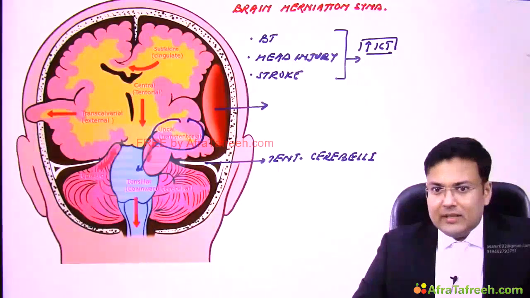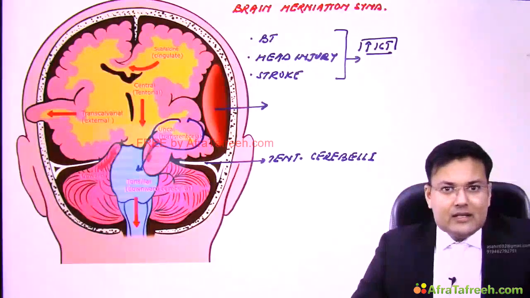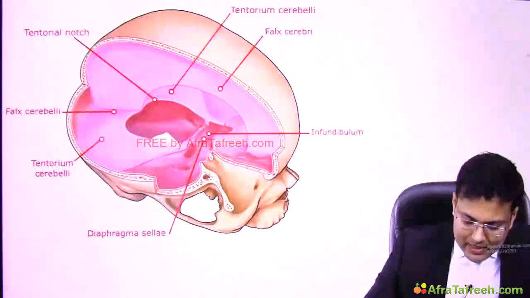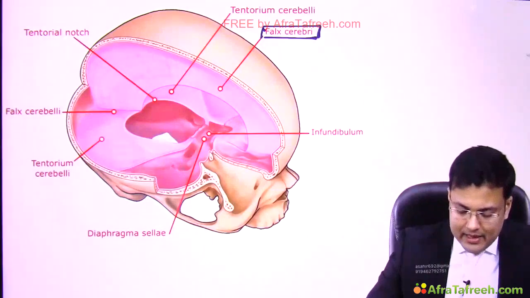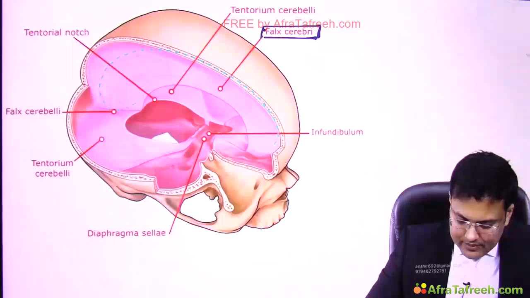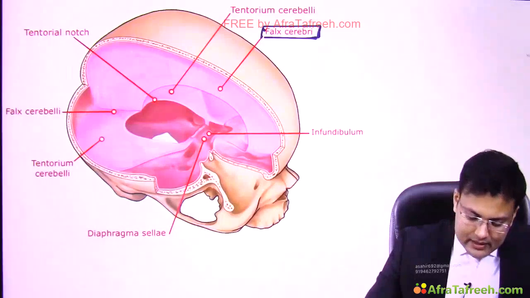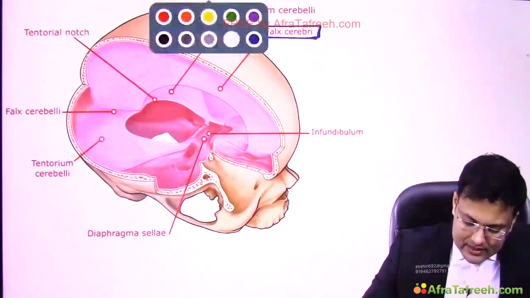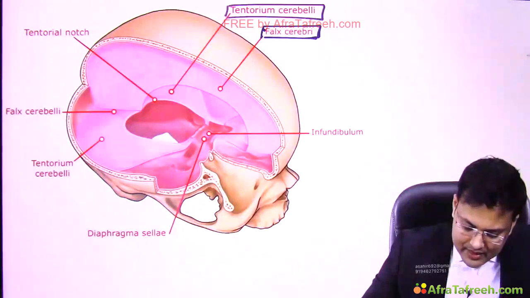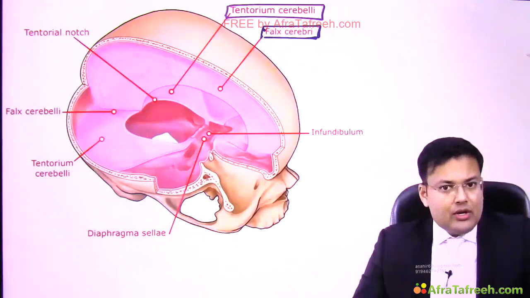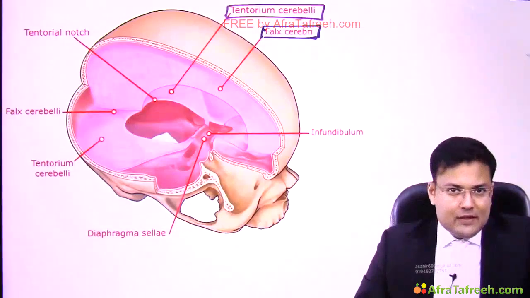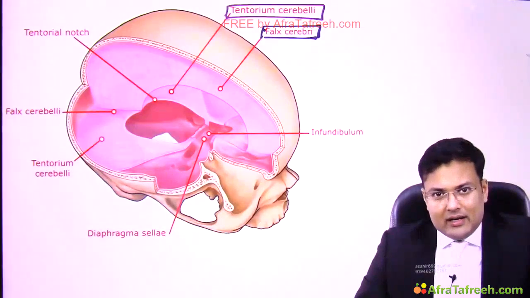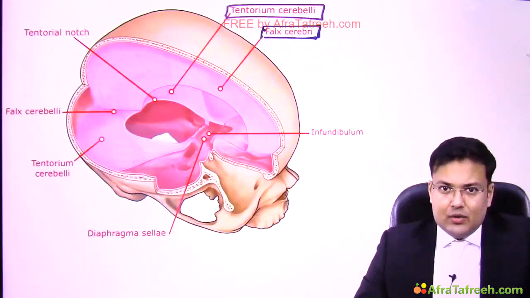But before discussing this brain herniation syndrome, let me discuss the important points related to anatomy. You should remember the important landmarks. One is falx cerebri. Can you see? This is falx cerebri. Clear? And the second important landmark is this tentorium cerebelli. I will be discussing these two, falx cerebri and tentorium cerebelli, one by one. First we are going to discuss the uncal herniation, also known as transtentorial herniation.